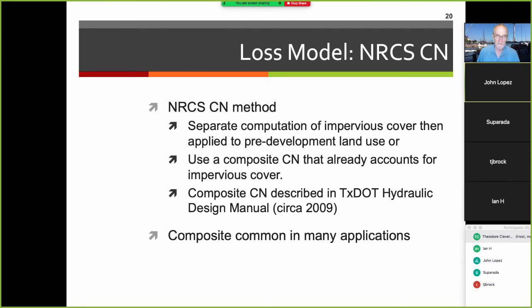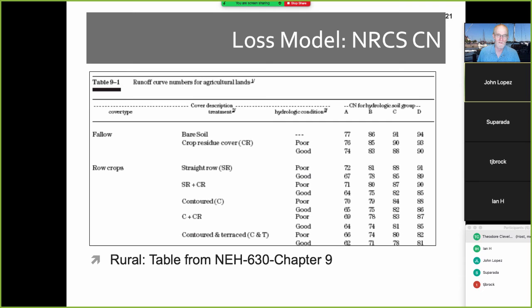So the NRCS curve number method uses a separate computation of impervious cover, and then that's applied to pre-development land use or composite curve numbers. Compositing is described in many places. The Hydraulic Design Manual for Texas is an example of one. There's some on the NRCS website. Good. I knew I would have some tables.